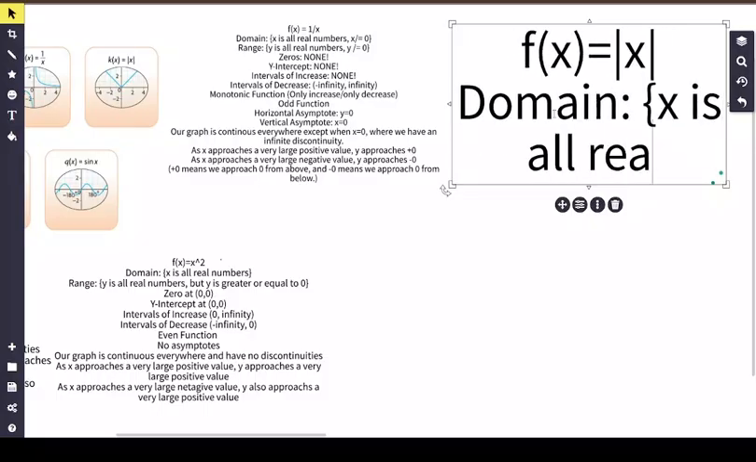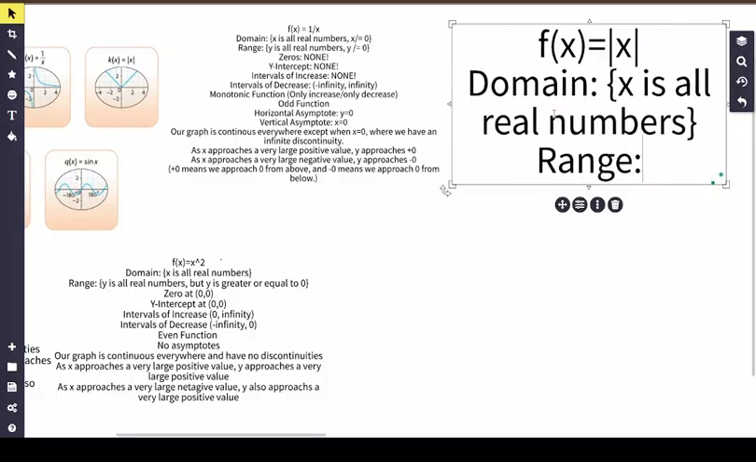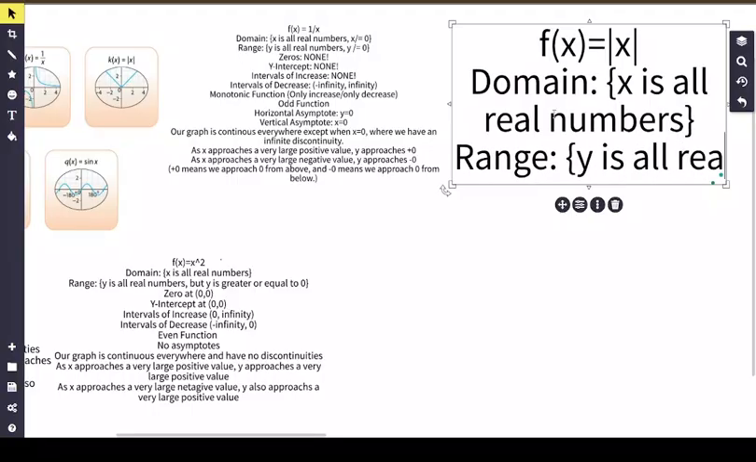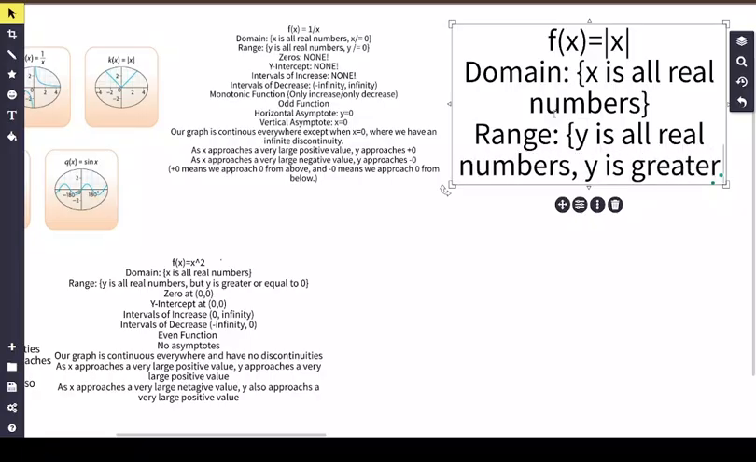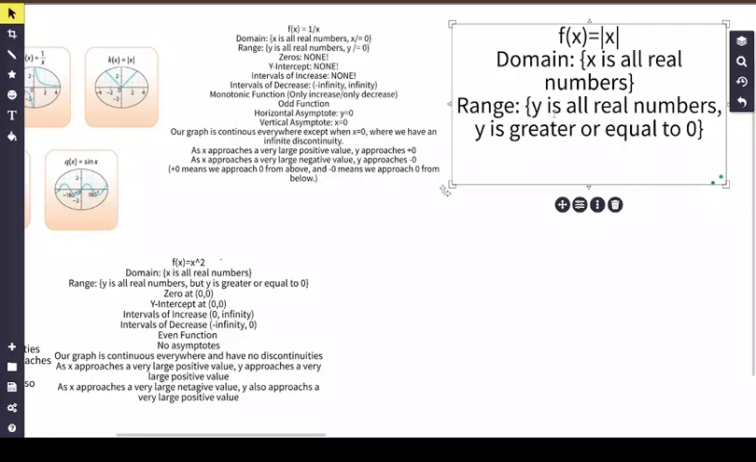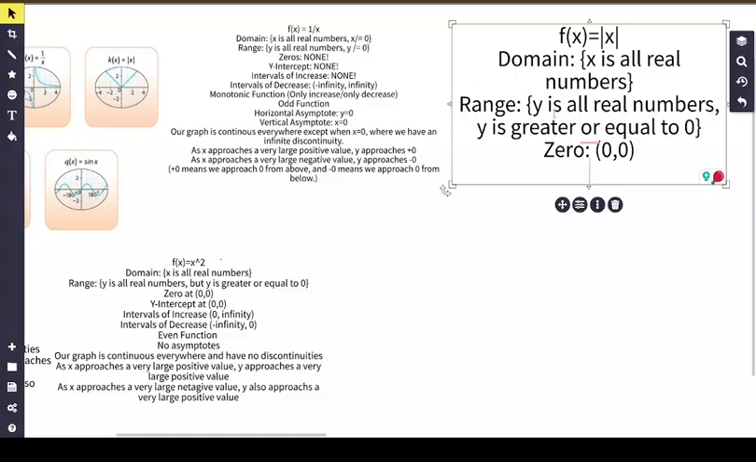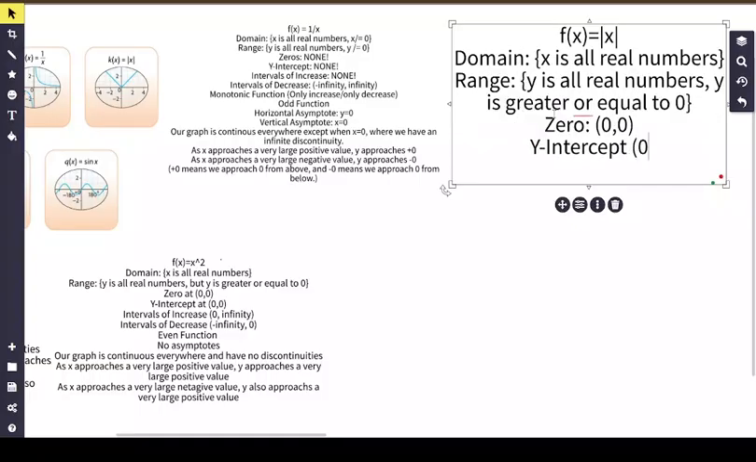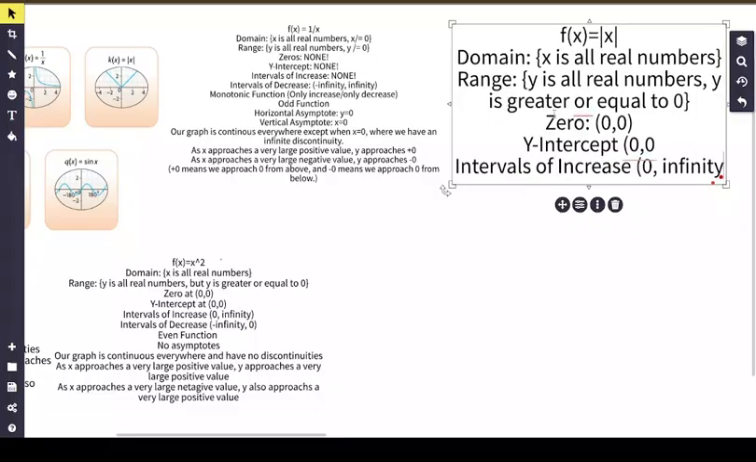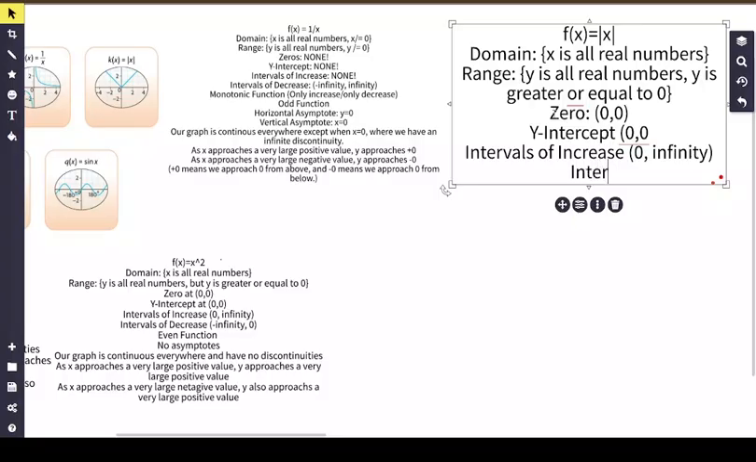Domain, x is all real numbers. Range, y is all real numbers, but y is greater than or equal to 0. We explored all of this last class. Zero at 0, 0. Y-intercept also at 0, 0. Intervals of increase, I should do that first: from 0 to infinity. Intervals of decrease is negative infinity to 0.